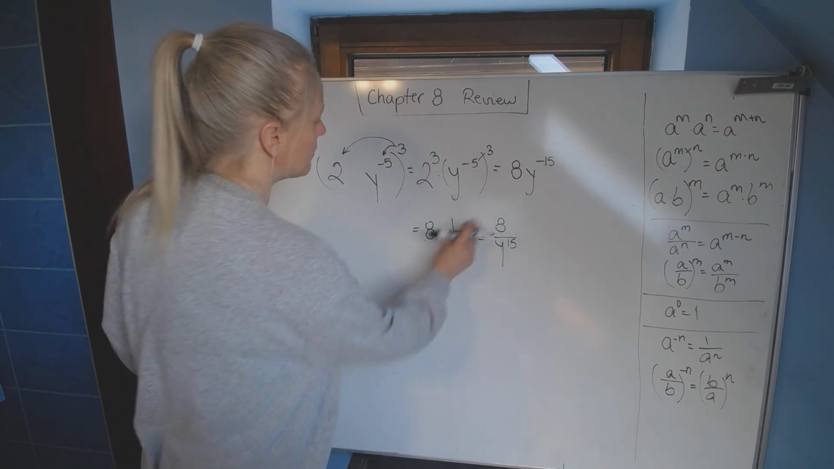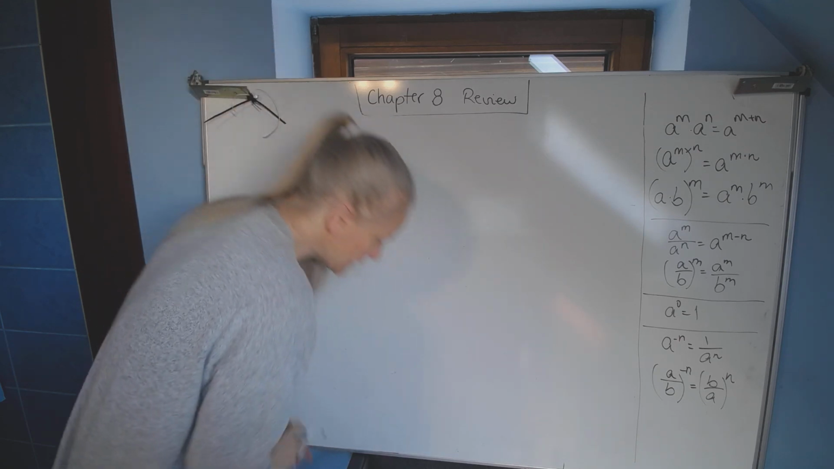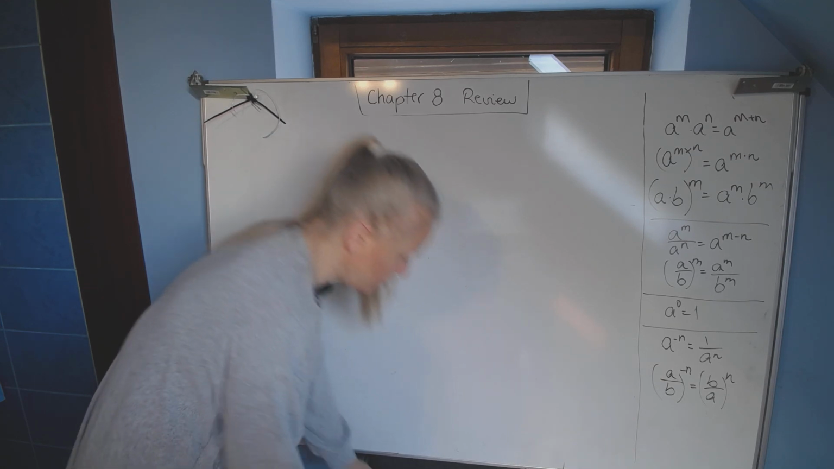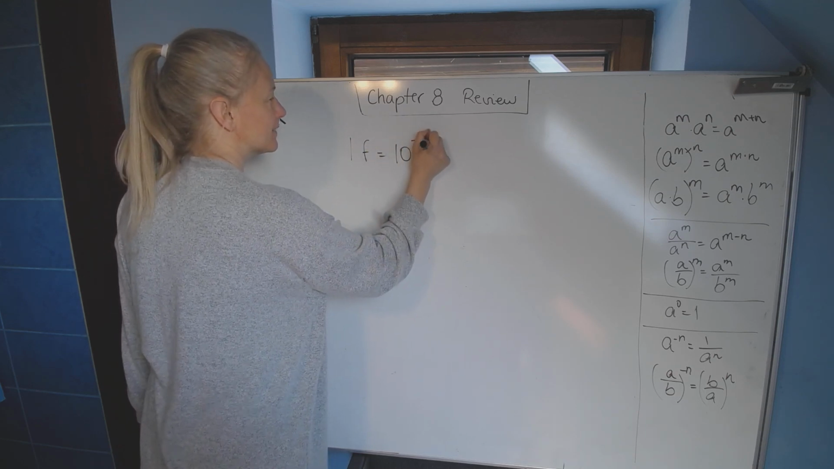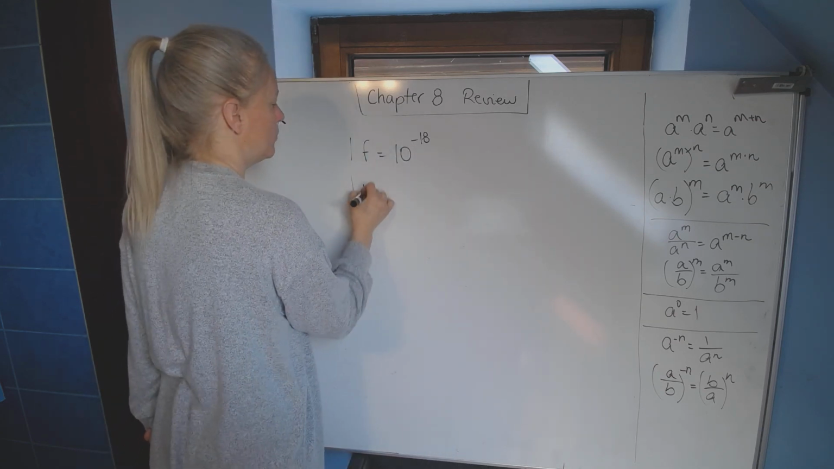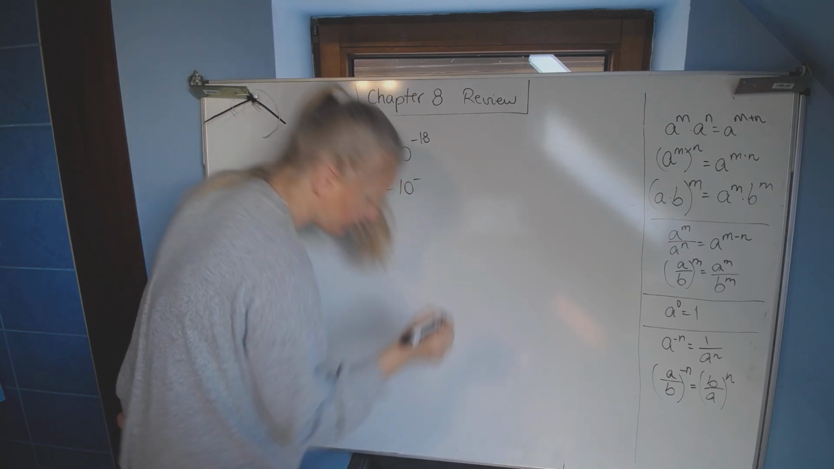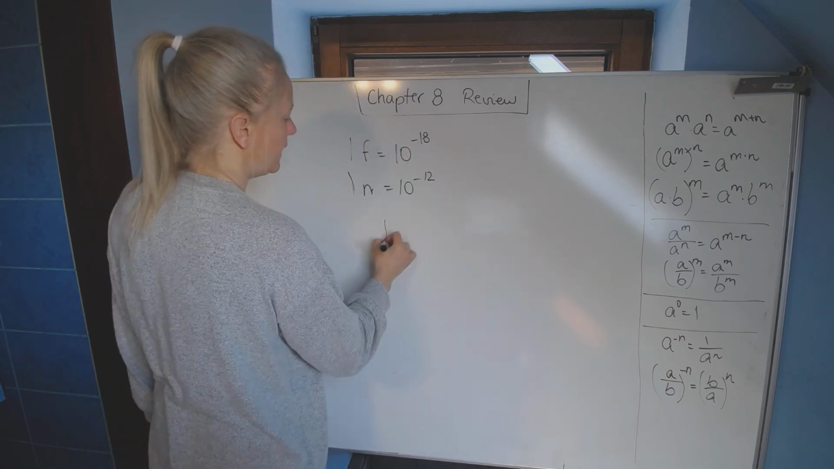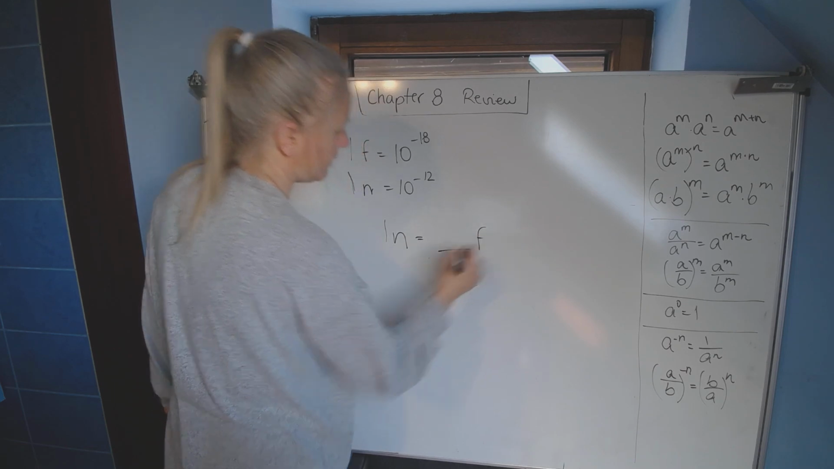Let's look at a word problem, which is problem 29 in the review of 8.3. That says, use the fact that 1 femtogram, oh lordy, 1 whatever with an F, is 10 to the negative 18th of a kilogram, and 1 nanogram, 1 with an N, is 10 to the negative 12th. To complete the following statement, 1 N equals how many F's?